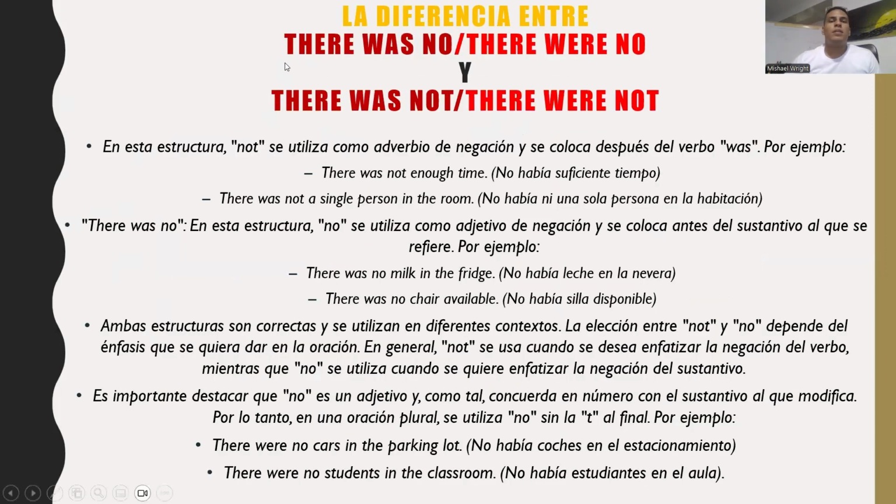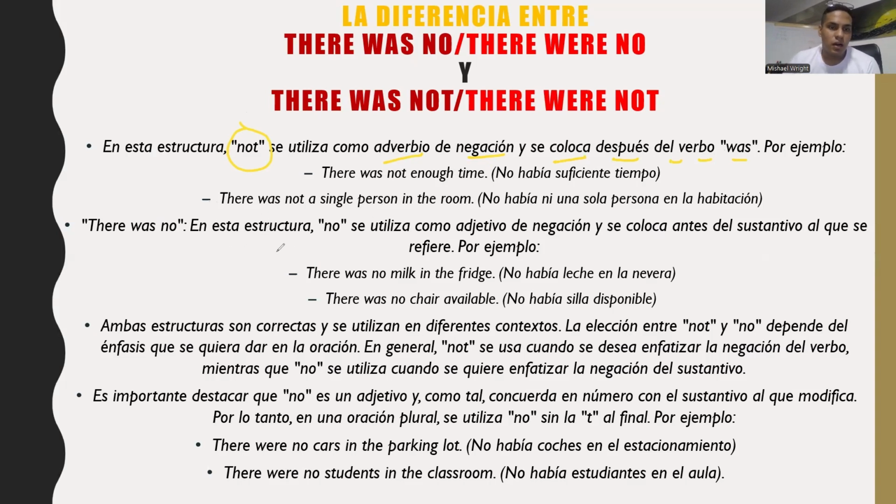Okay. So the difference between there was not, there were not, and there was no, there were no. We use this structure, which is not a, when we use the adverb to negate something, right? And then you put the verb was. For example, there was not enough time. No había suficiente tiempo. Or there was not a single person in the room. No había ni una sola persona en la habitación.